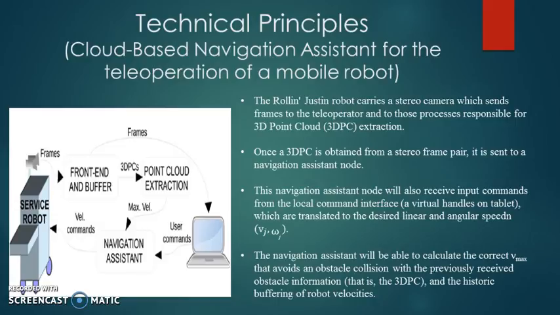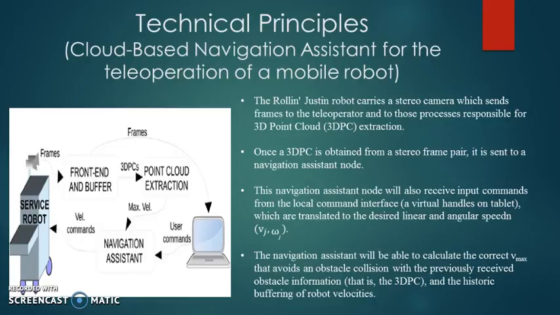First is the cloud-based navigation assistant for the teleoperation of the mobile robot. The rolling robot carries a stereo camera which sends frames to the teleoperator and to those processors responsible for 3D point cloud, 3D PC, extraction. Once a 3D PC is obtained from a stereo frame pair, it is sent to a navigation assistant node.